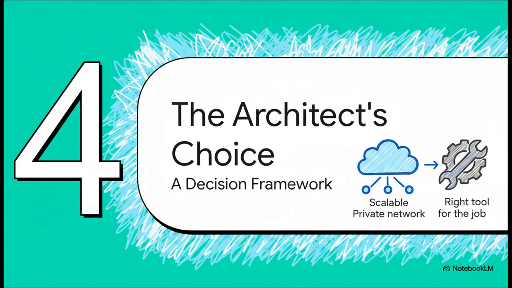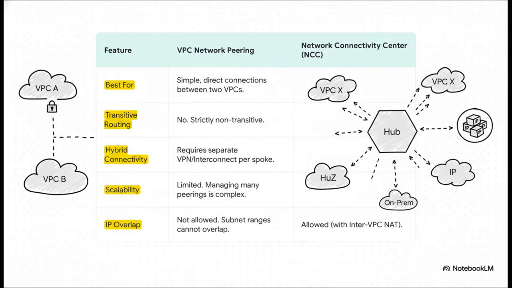Okay, so now we get the two main options, right? We have peering and we have NCC. But the big question is, when do you use which one? And look, this isn't about one being better than the other. It's all about picking the right tool for the right job. So let's lay out a really clear framework to help you make that call. This table is basically your cheat sheet. It really brings it all home.